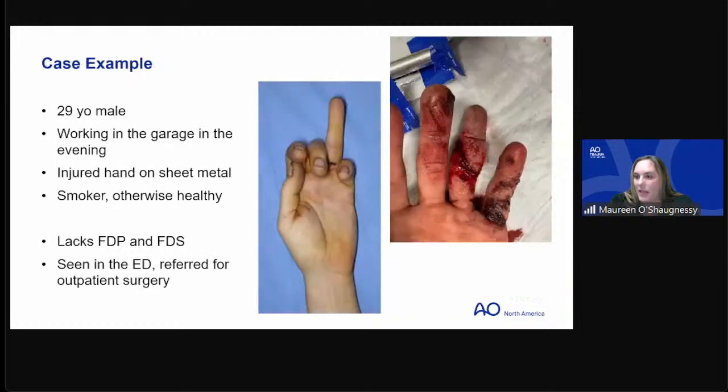This is a case of a young gentleman who's working in the garage in the evening, injured his hand on some sheet metal. He is a smoker, as many of my patients are in this part of the country, but is otherwise healthy. On exam, he didn't have an FDP or FDS. He was seen in the emergency department, referred for outpatient surgery.